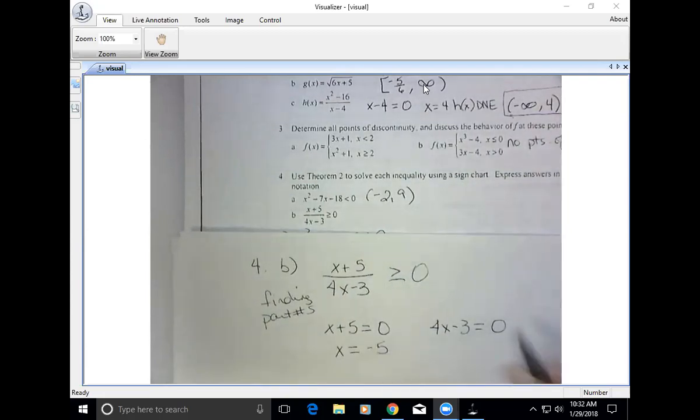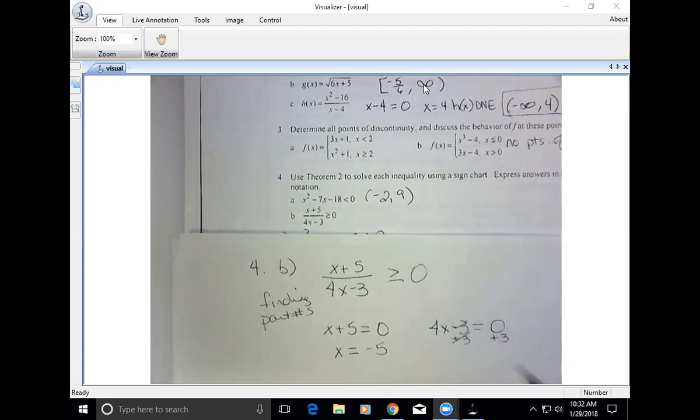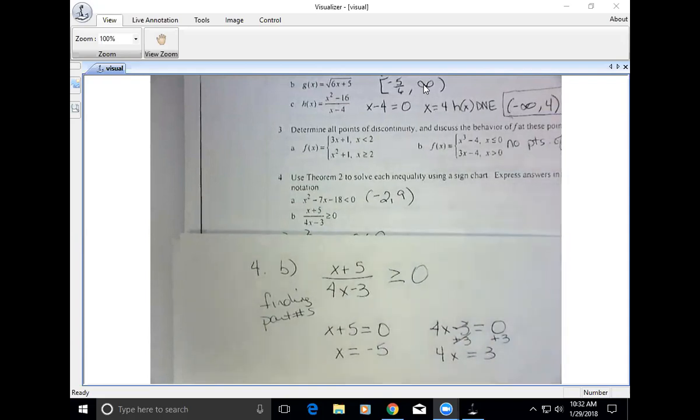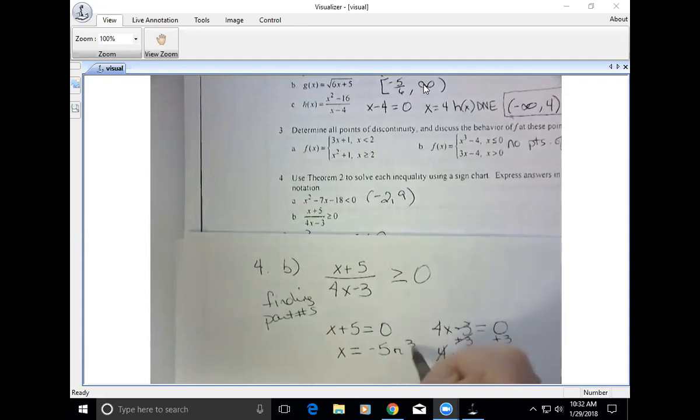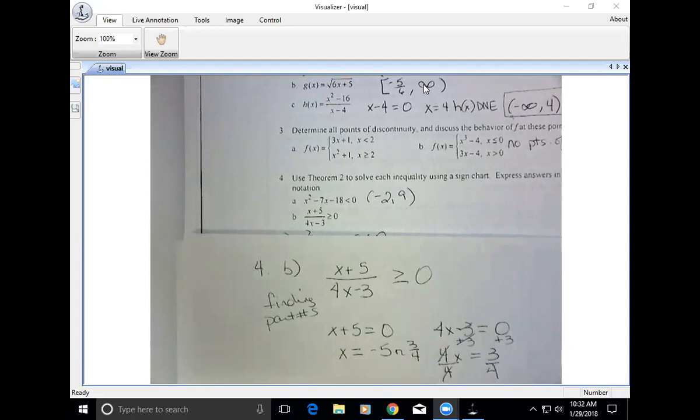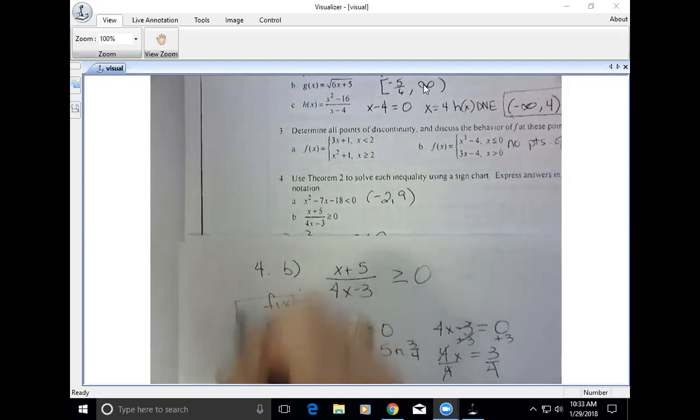-5. Or on this one, if I add 3 to each side, then if 4x equals 3, what's the other value x could be? Yeah, after I move the -3 to the other side, I've got a -5 or a +3/4 are my two partition numbers, okay? So x equals -5 or +3/4. Those are my partition numbers.